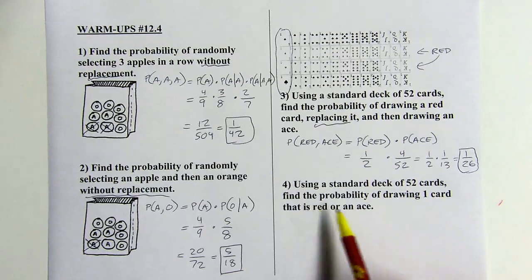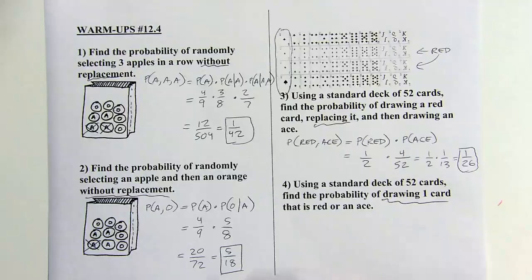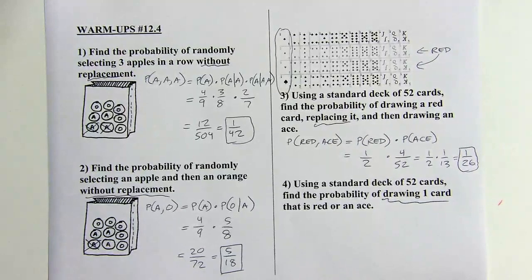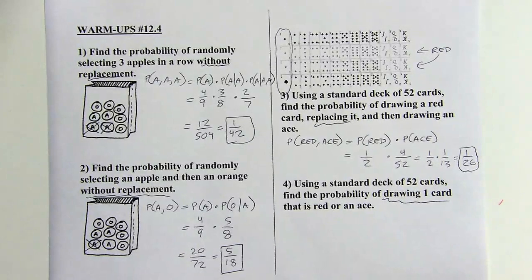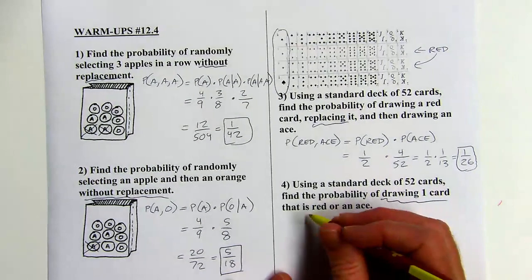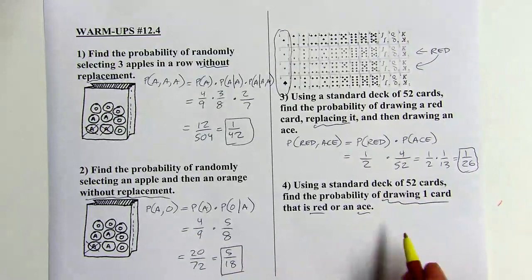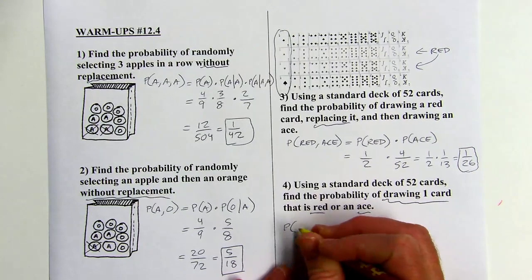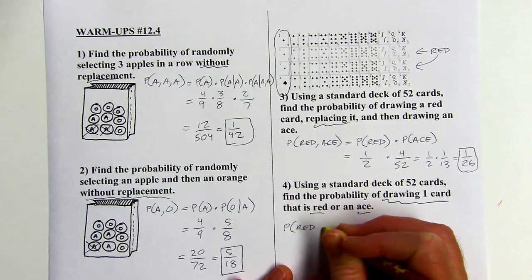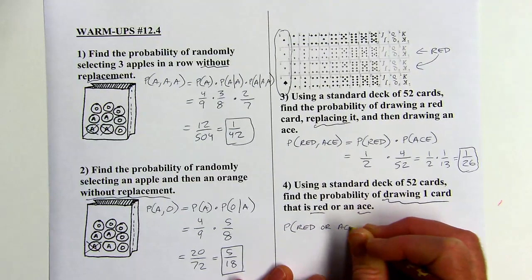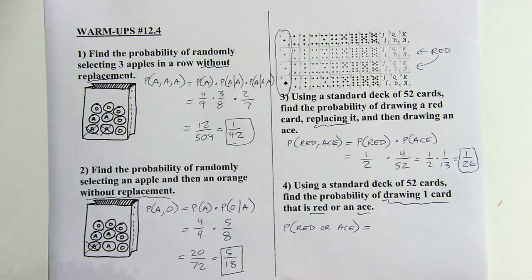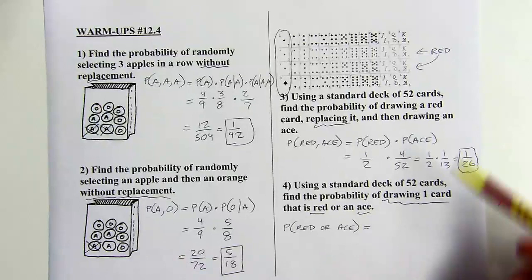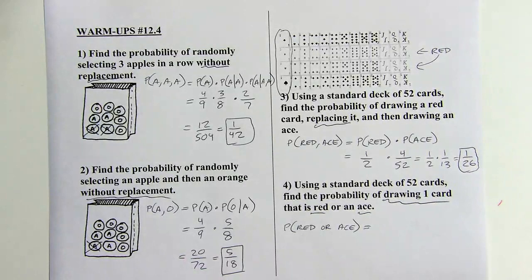All right, this last one's a little different because we're drawing 1 card. We're not drawing 2 cards in a row, or 3 pieces of fruit in a row, or whatever. There's just 1 event happening, but we're looking for 2 different outcomes. We're looking, is this 1 card going to be a red card or an ace card? Okay, so since we've got the deck in front, you could just count the cards that are either red or ace. That would work out. But the thing is, you don't want to double count the red aces.